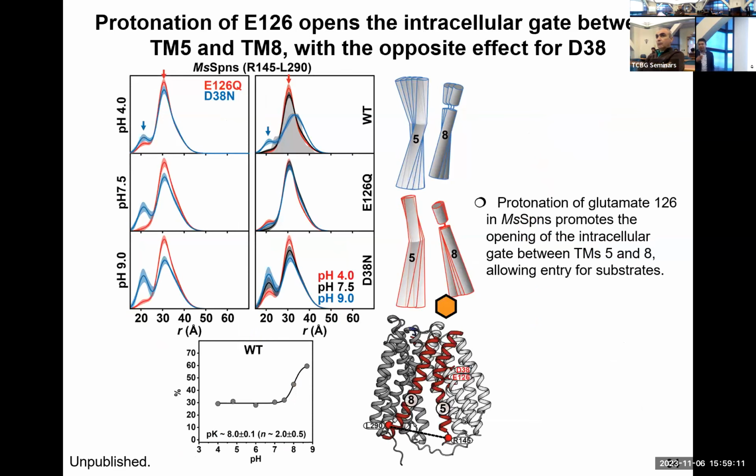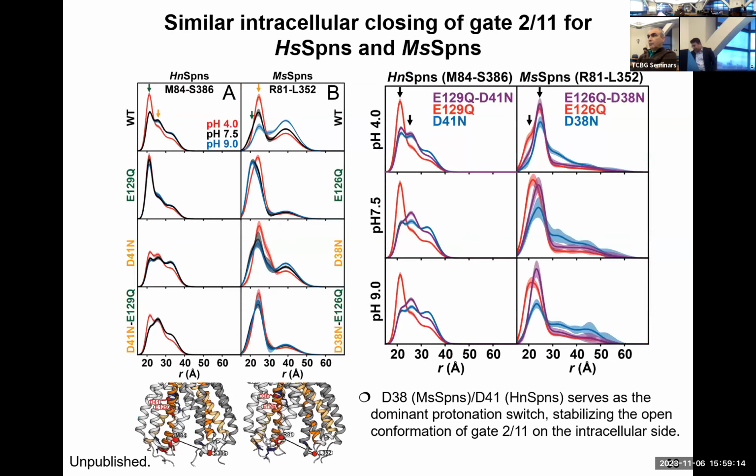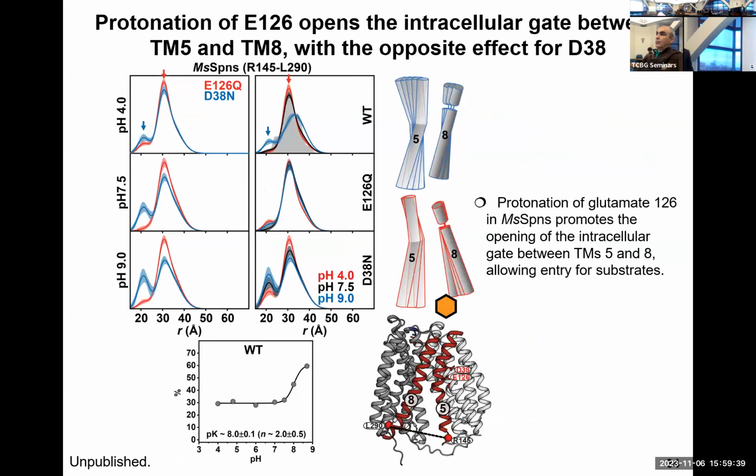So if we look at the data, upon protonation of E126Q, we have closing of the gate 2 and 11 and opening of the gate 5 and 8. In HnSpns, we had the closing of the gates 2 and 11. The 5 and 8 didn't close completely, which means it might be a signature of this family of transporters. So it's very nice when you can do a mechanistic comparison between different members, so you can see similarities. And then the pKa of conformational change for the wild type protein is 8, and we think that it might reflect the protonation of D38N.